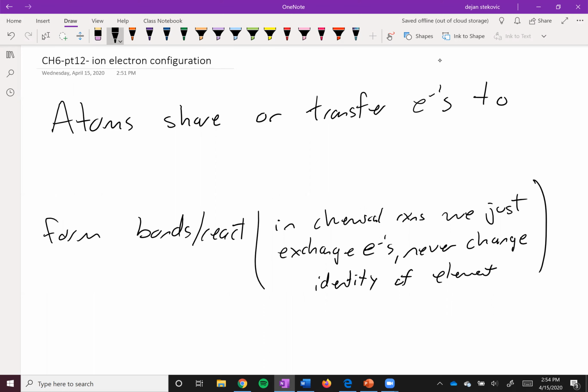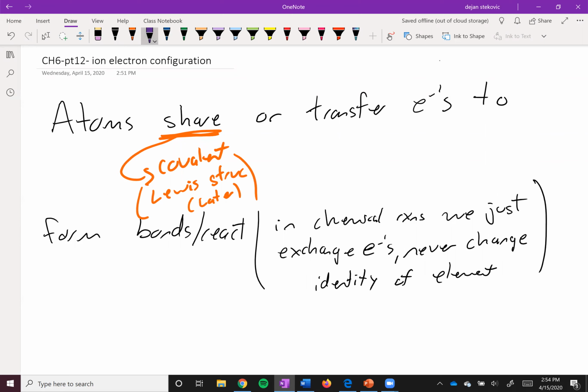You can change the number of protons in an atom and thus the identity, but that's called nuclear chemistry. That's something you'll go over in Chem 101 or 102. Anyways, back to this point. So atoms can share electrons. Remember, that's a covalent compound. Later on, we'll learn about Lewis structures, probably my favorite part of the course.